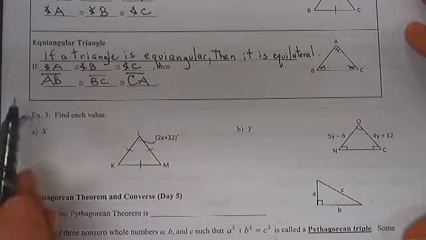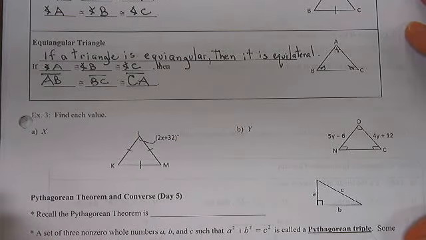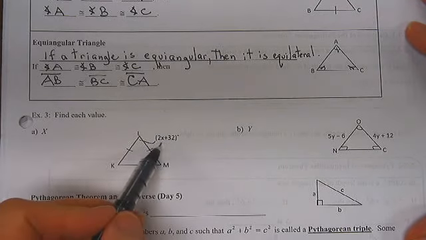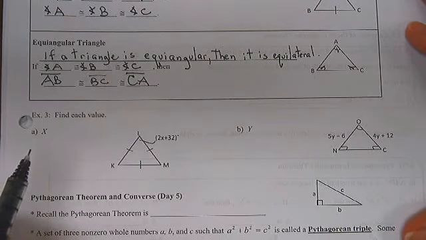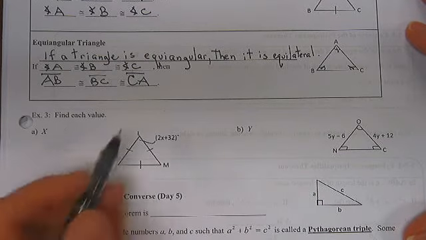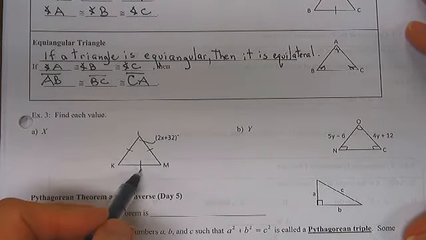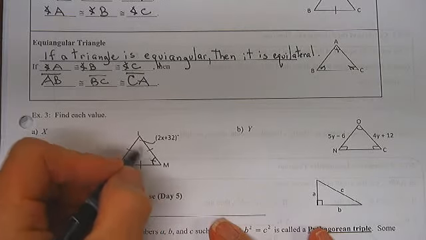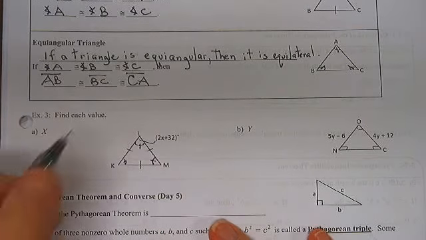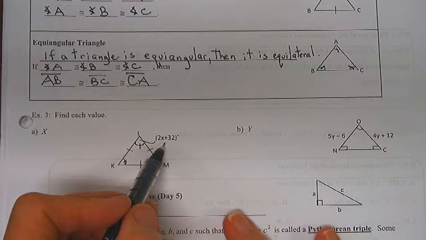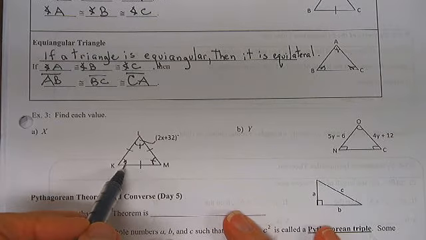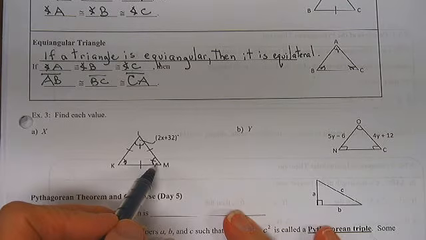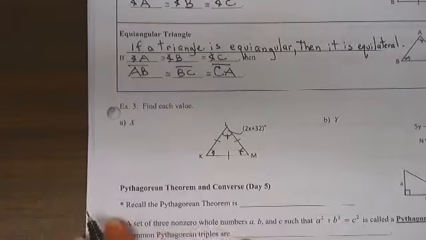Okay, now we have to find each value. We have to find x. Well, what do we know? We know that we have an equilateral triangle. So, if we have an equilateral triangle, then we have an equiangular triangle, right? If this is 2x plus 32, then this is 2x plus 32, and this is 2x plus 32. What's that going to get us? Well, let's see.